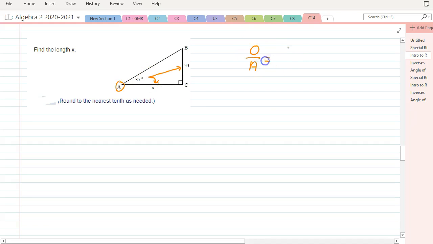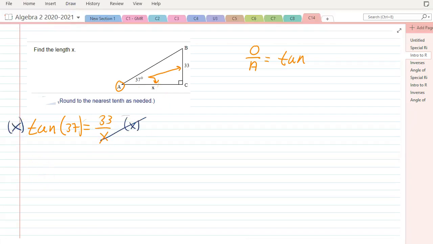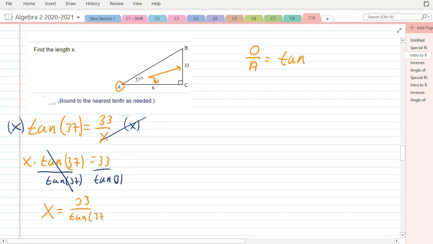Well, what is opposite over adjacent? That is simply tangent. So you will say tangent of, and what is your angle? 37 is equal to the opposite, which is 33, over the adjacent, which is x. And then you need to solve for x. That gives you x is equal to 33 divided by tangent of 37.